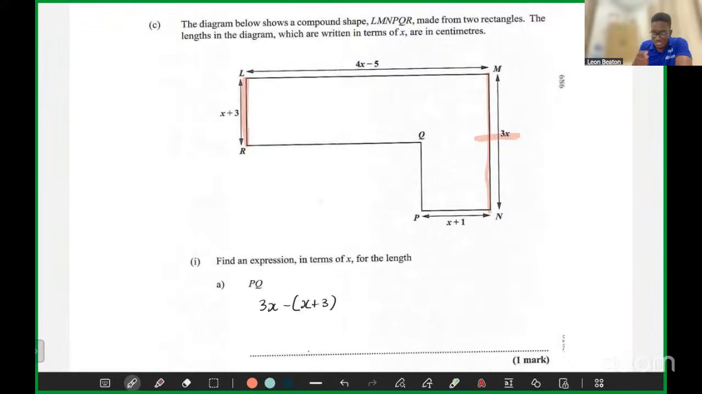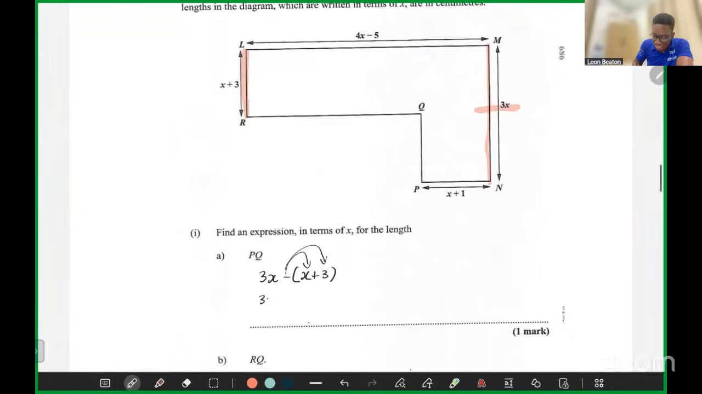As I said earlier, when you're dealing with minus, it's a tricky situation. You need to be careful. This negative sign has to distribute throughout this entire thing in order to get rid of those brackets. So this will actually become 3x minus x minus 3, as opposed to 3x minus x plus 3, which would be wrong. So this will simplify to 2x minus 3. And that is the answer there. All right, 2x minus 3.